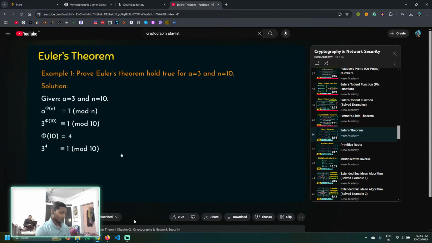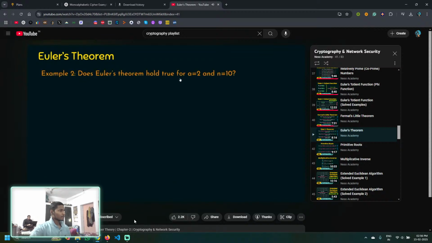And you know how to solve this henceforth because we have already seen enough examples for solving this. I'll directly use the value of 3 power 4, which is 81. So 81 is congruent to 1 mod 10. 81, when it is divided by 10, are we getting 1 as the remainder? Yes, 10 8 times 80, and obviously remainder is 1. So we can conclude that Euler's theorem holds true for a is equal to 3 and n is equal to 10. Let's see example number 2.